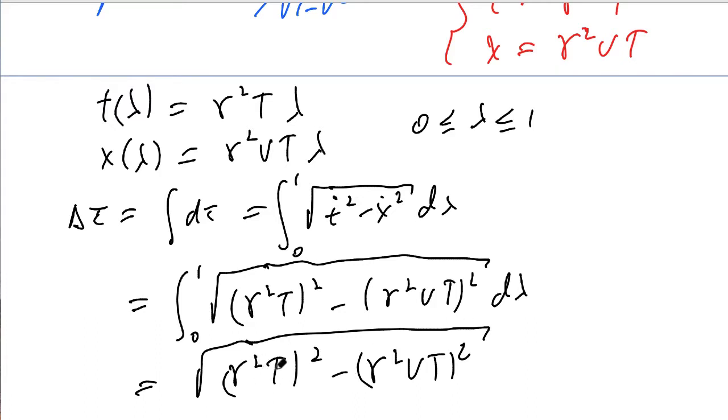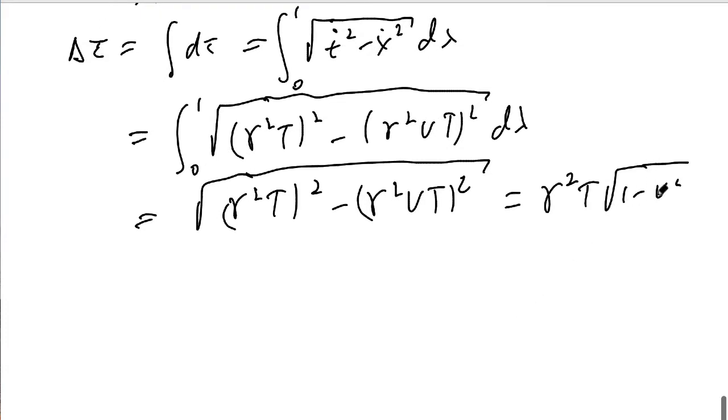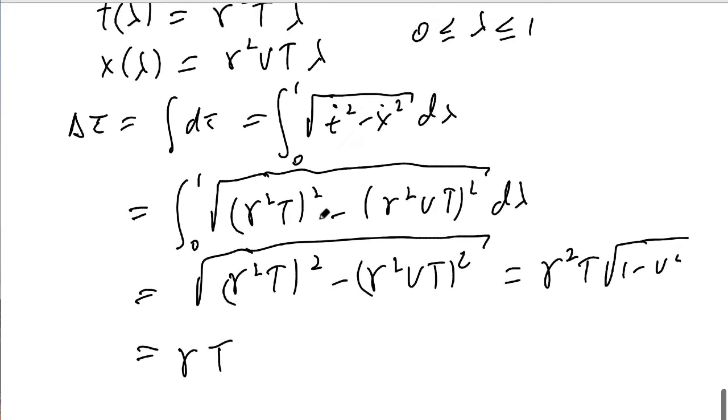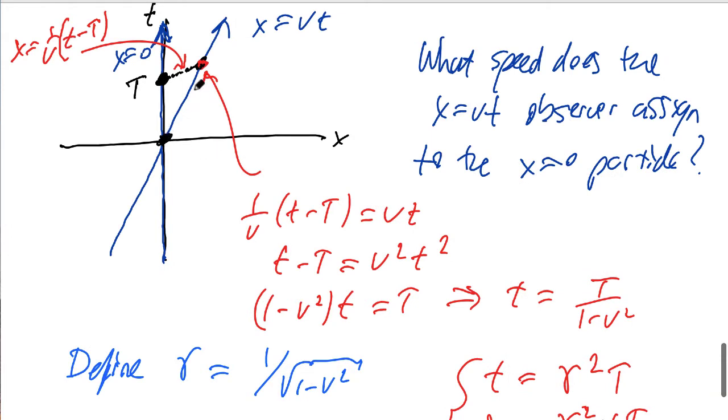We can factor out a common factor of gamma squared T from these two terms and bring it out under the square root. And then what we're left with under the square root is 1 minus V squared. Square root of 1 minus V squared is 1 over gamma. So this is gamma times capital T. So that's the proper time between this event and this event, which is the time on the clock of the observer who's traveling along this x equals vt curve.